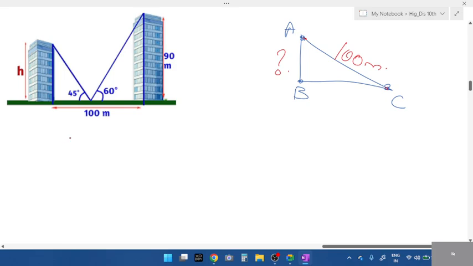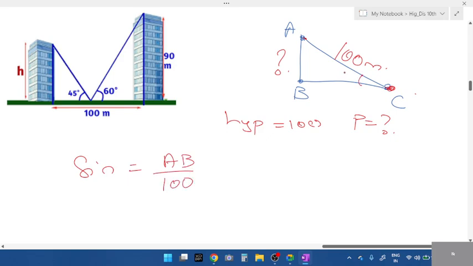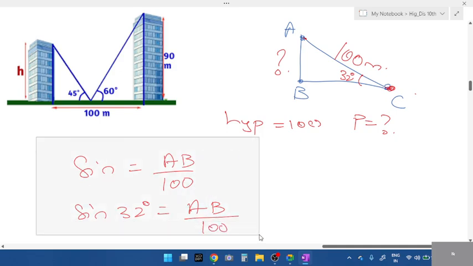If you are standing at point C, hypotenuse is given. We need to find perpendicular. Hypotenuse is given, perpendicular is asked. So we use sine formula. What is sine? Perpendicular by hypotenuse, AB divided by 100. And the angle given is 32 degrees. So how do you calculate this, students? Sine 32 degrees is equal to AB divided by 100. So we need sine 32.